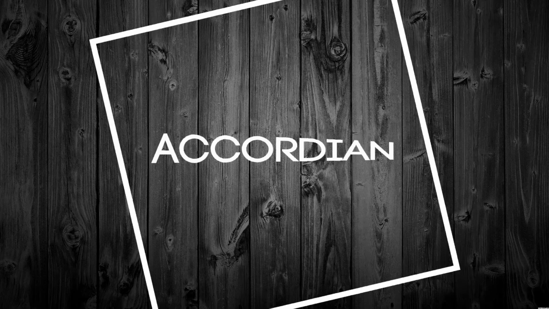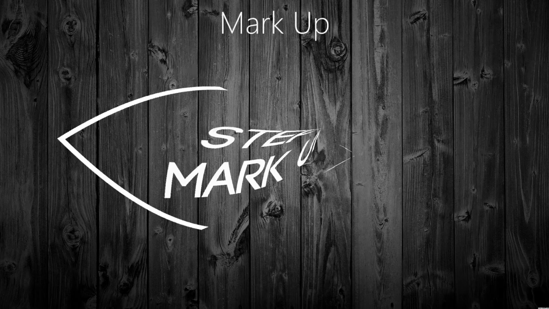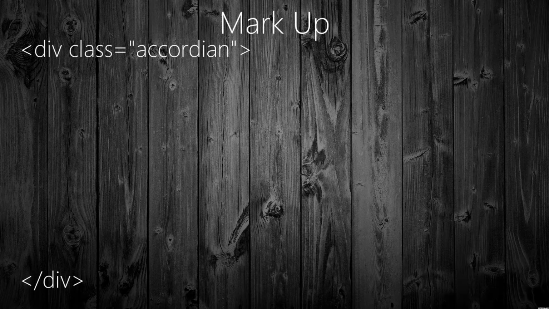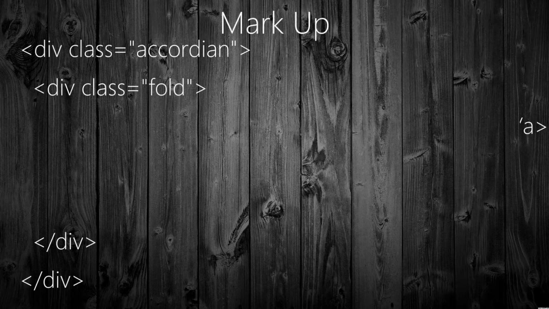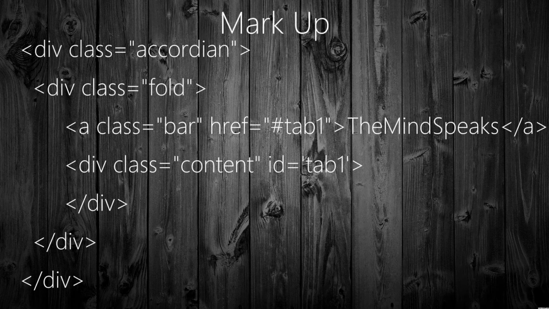So here we begin with step one, that is markup. And what we have to do is simply create a div with class accordion as it's gonna be our main container. Then in accordion, we'll add a div with class fold. Fold is the most important div as it's gonna have two elements inside it. Number one, anchor with class bar, and number two, a div with class content.